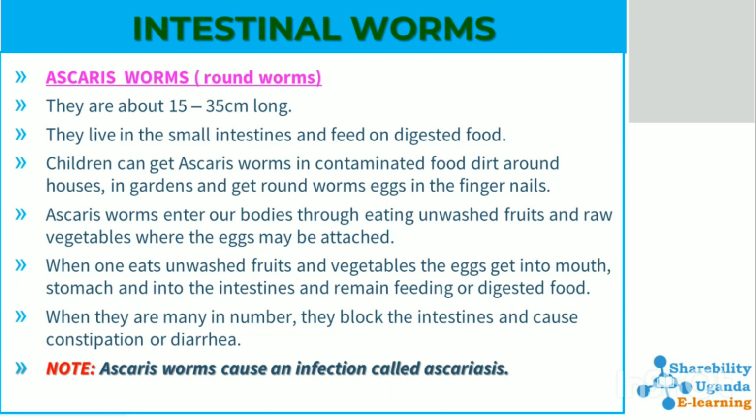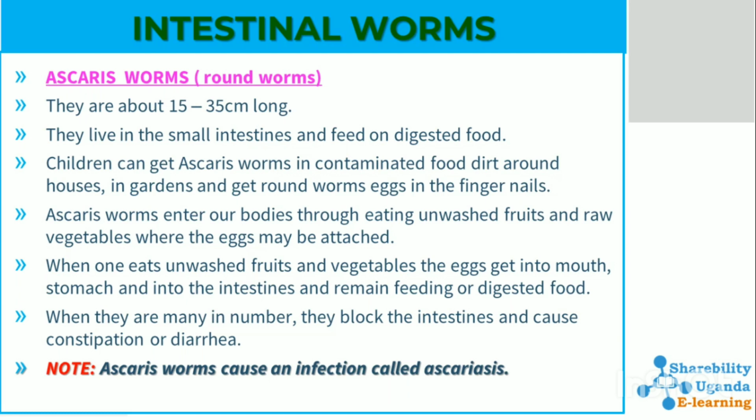Children can get Ascaris worms from contaminated food, dirt around houses, in gardens, and roundworm eggs in the fingernails. So we need to always keep our fingernails short to avoid being infected by Ascaris worms. Ascaris worms enter our bodies through eating unwashed fruits and raw vegetables where the eggs may be attached.